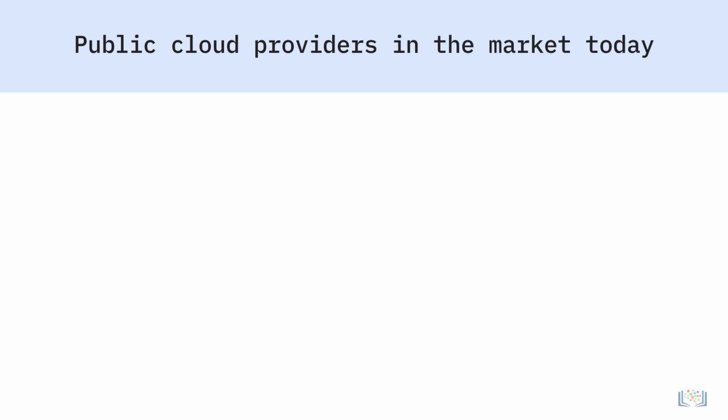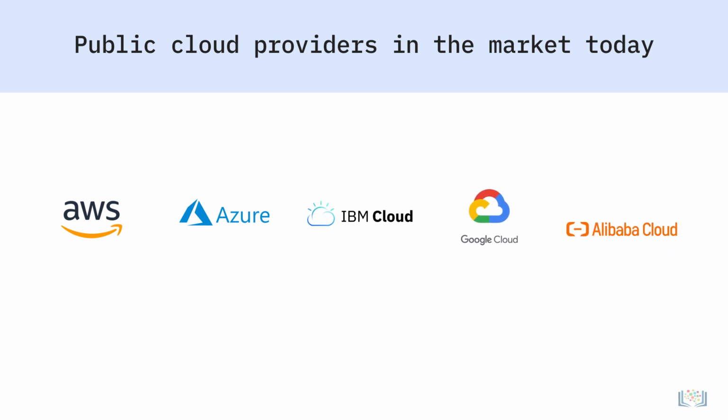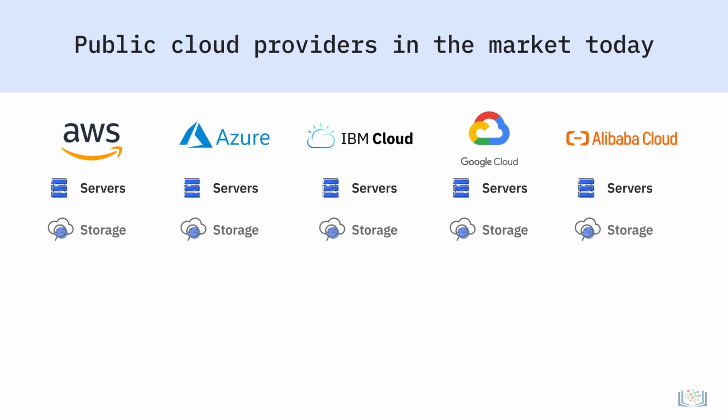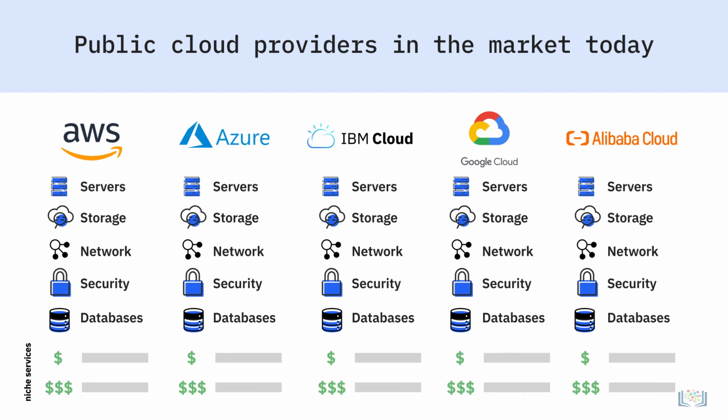There are several public cloud providers in the market today, such as Amazon Web Services, Microsoft Azure, IBM Cloud, Google Cloud Platform, and Alibaba Cloud. While all providers include a common set of core services, such as servers, storage, network, security, and databases, they also offer a wide spectrum of niche services with varied payment options.